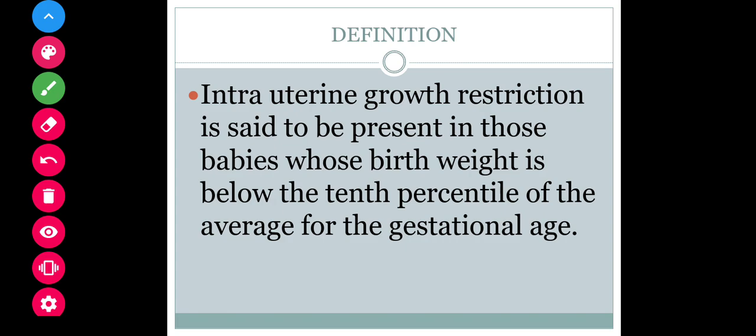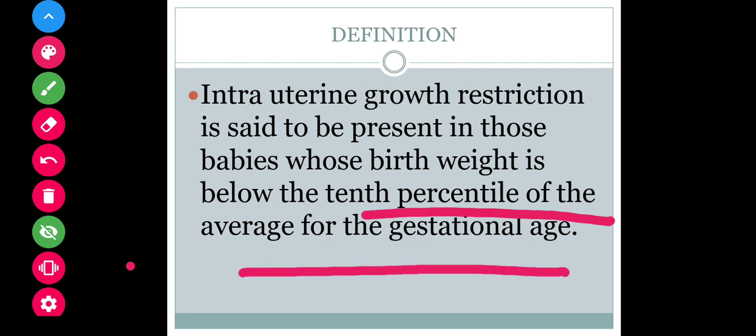Let's see the definition. Intrauterine growth restriction is said to be present in those babies whose birth weight is below the 10th percentile of the average for the gestational age. So, when there is a growth restriction below the 10th percentile of the average baby, it will be termed as intrauterine growth retardation. Growth restriction can occur in preterm, term or postterm babies.